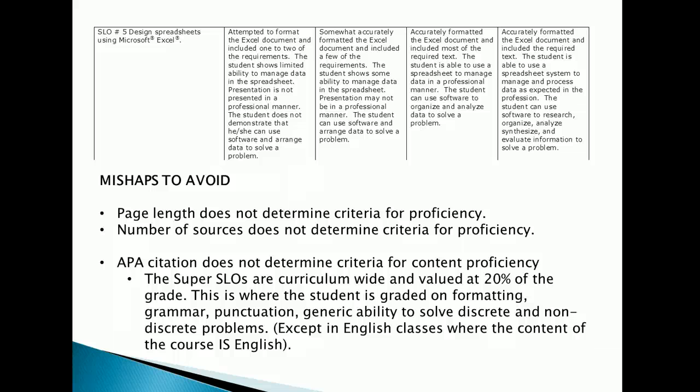And again, APA citation does not determine the criteria for content proficiency. The Super SLOs are curriculum-wide, and we're counting those at approximately 20% of the class, and the content knowledge as 80% of the class. And again, if you had an English class, of course, your content is English, and you would be able to use more of those descriptors there. But generally speaking, for most of our classes, they're not English classes, and the English falls under the Super SLOs.